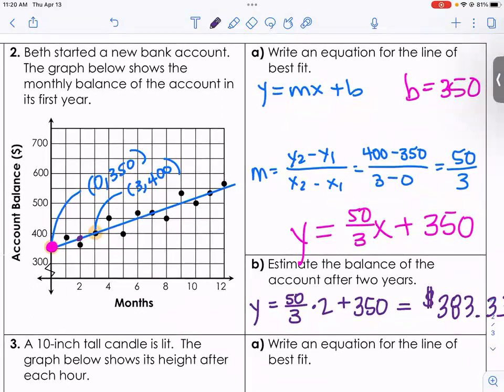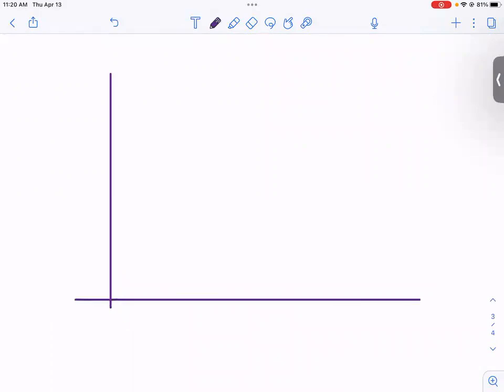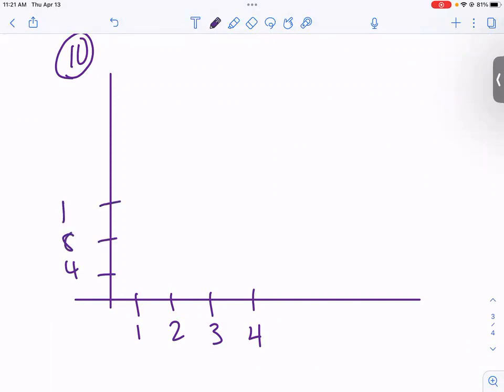Okay, I think it would be good for us to get some practice in. So what I'd like you to do is turn to page 29. Can you go to the very bottom problem, number 10? Count by 1s on the x-axis and count by 4s on the y-axis. Okay, that's my hint for you.